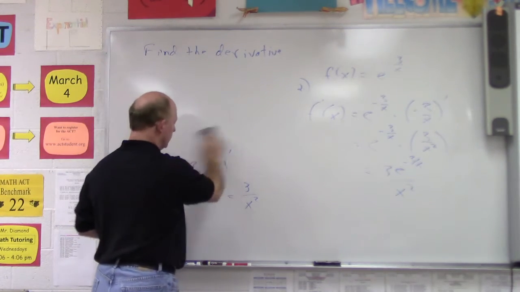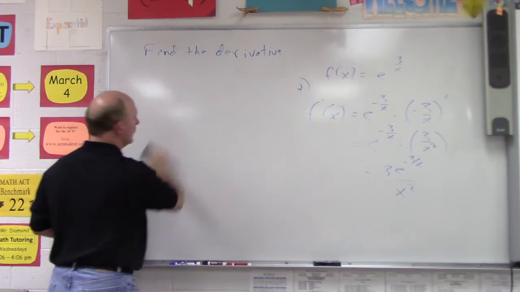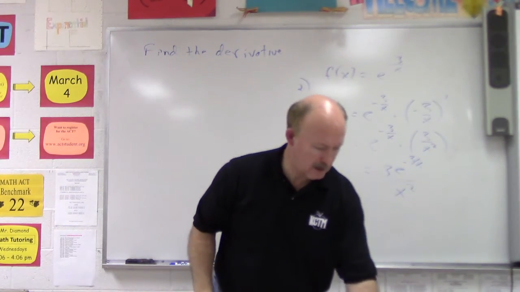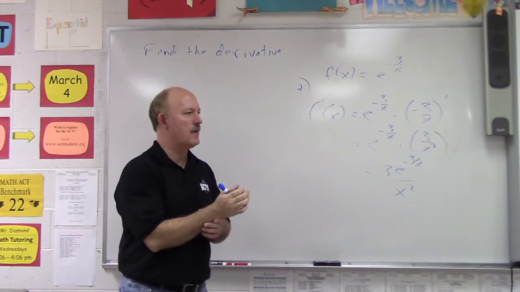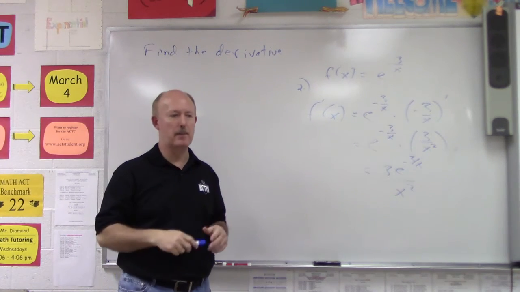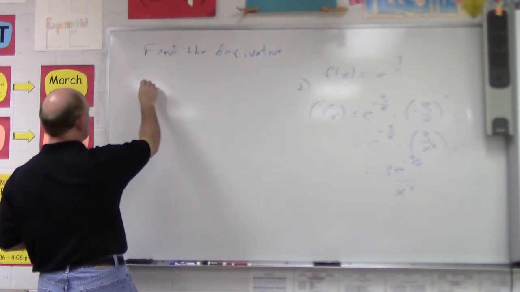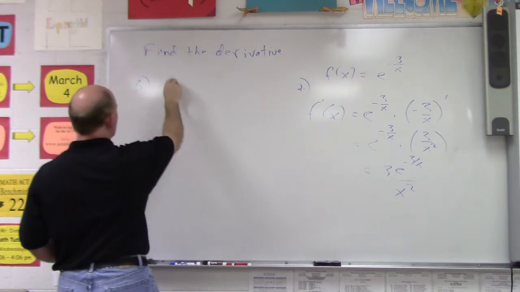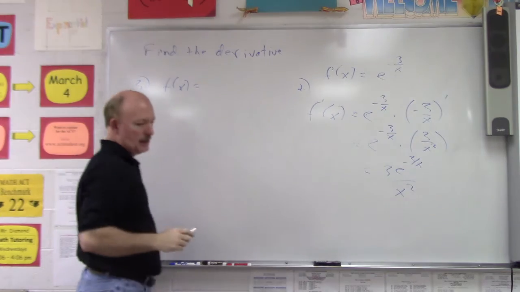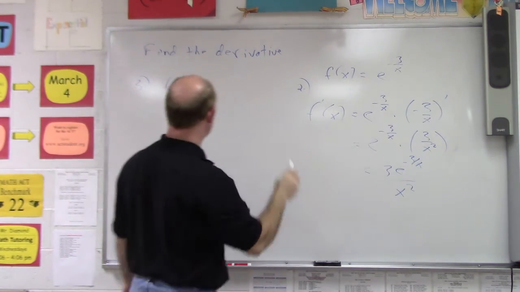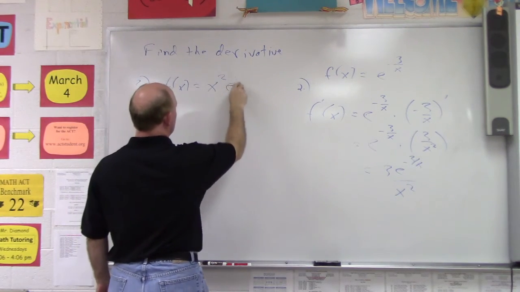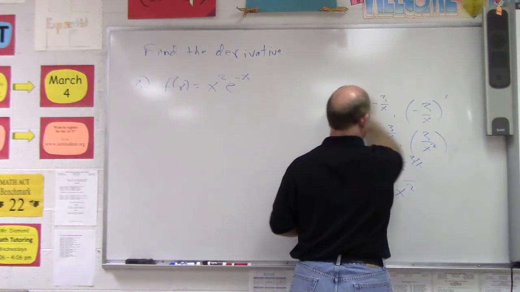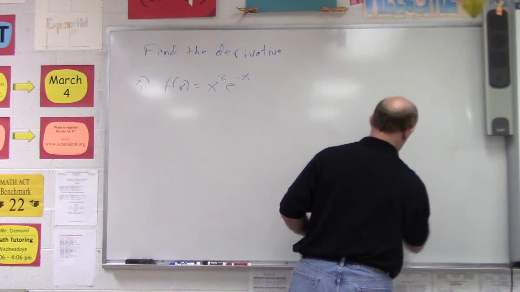All right, let's try another one. This is our second. Let's try this problem right here. Those are pretty easy. Let's try one involving the product rule. So number 3. Once again, we're just getting the derivative. Let's try f of x is equal to x squared e to the negative x. All right, let's try this problem here.